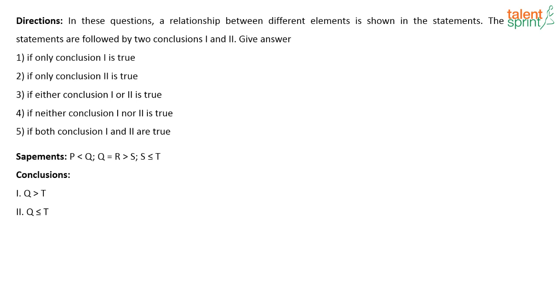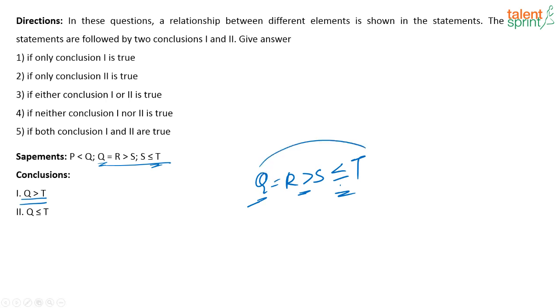P less than Q, Q equal to R, R greater than S, S less than or equal to T. What is the first conclusion here? Q greater than T. So I have to find out the relationship between Q and T. So combine these two statements. I have Q is equal to R greater than S and then I have S less than or equal to T. Can I find out the relationship between Q and T here? Because there is a greater than symbol here, less than or equal to symbol here. So I am not able to find out any relationship between Q and T.